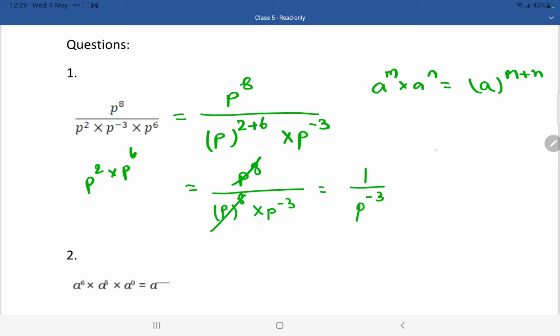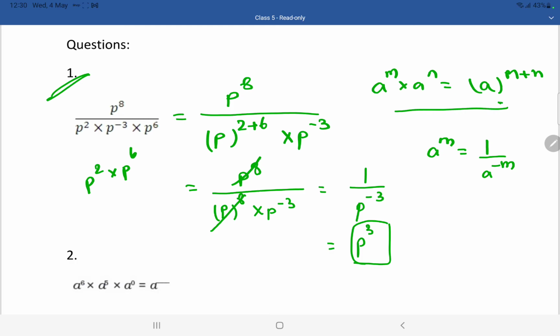Remember children, I told you that a power minus m is equal to 1 by a power m. So it is in the form like this, no? It is like this. So I can write this as p power 3. So the final answer for this question is p power 3.